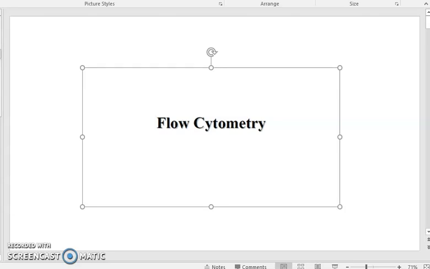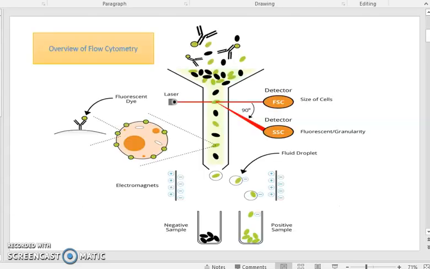Everyone, in this video we will discuss flow cytometry. So first, what is flow cytometry? Flow means flowing, cyto means cell, and metry means measure. To measure the flow of cells, that is flow cytometry.